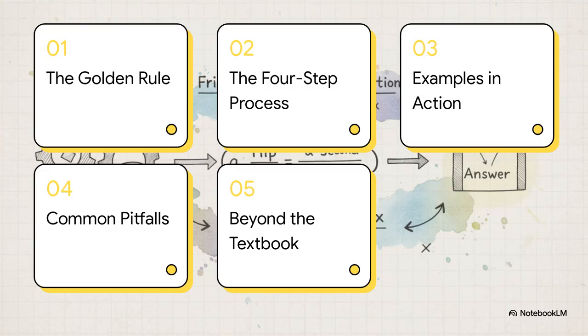All right, so here's our game plan for today. We're going to start with what I call the golden rule, the thing that makes all of this possible. Then I'll lay out a four-step process that I'm telling you works every single time. We'll walk through a few examples, point out the common mistakes so you can avoid them, and then we'll talk about why this actually matters beyond your math class. Sound good? Let's do it.